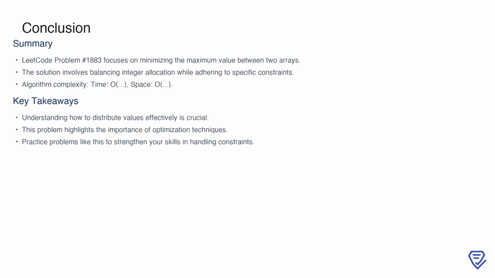Thank you for following along. We explored how to solve LeetCode problem number 1883 by optimizing the distribution of integers between two arrays. Remember, problems like this are excellent for sharpening your optimization skills.